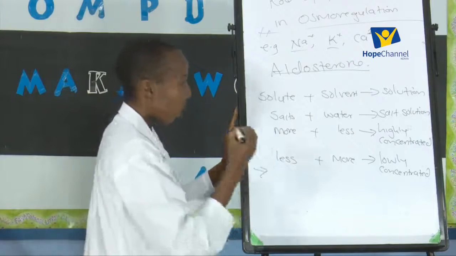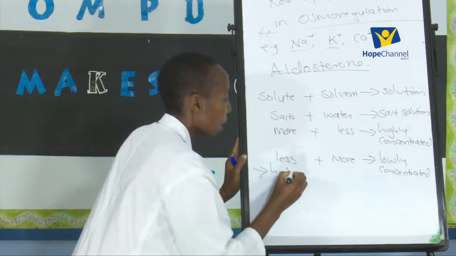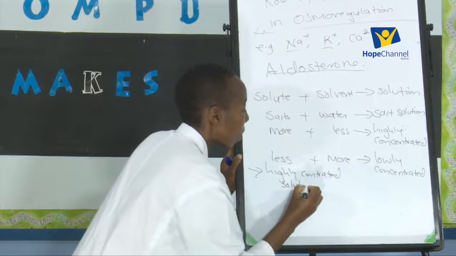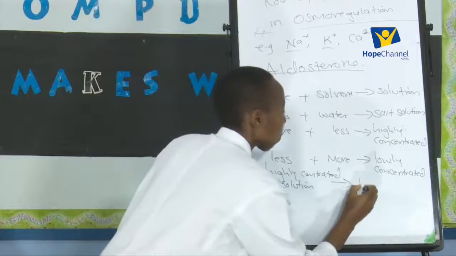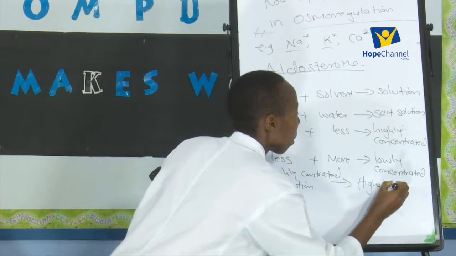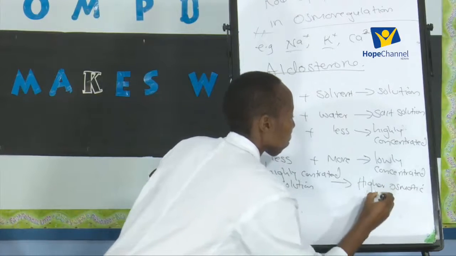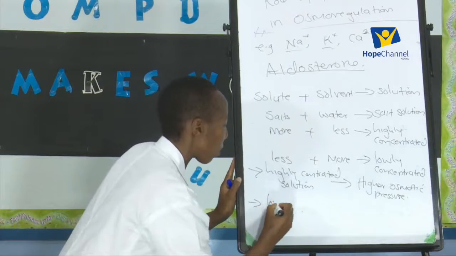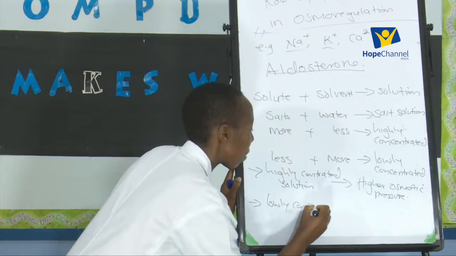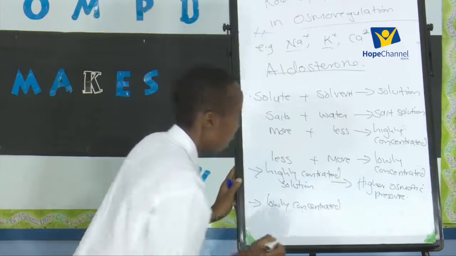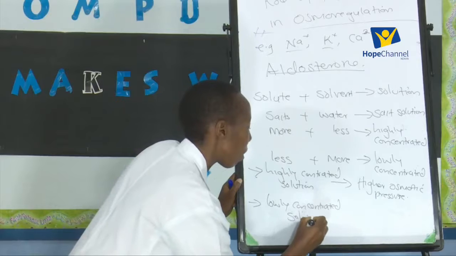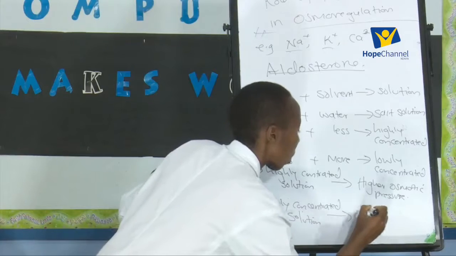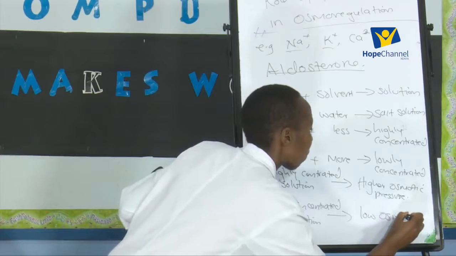Now, if you can picture that, so we say highly concentrated solution, then it means there is a higher osmotic pressure. And if you have a solution that is lowly concentrated, then we say this solution is having a low osmotic pressure.